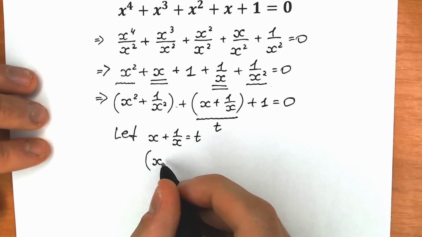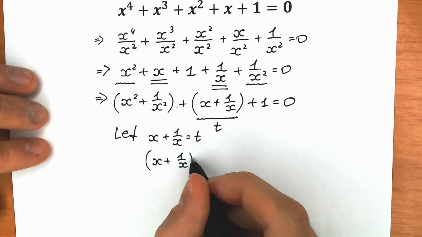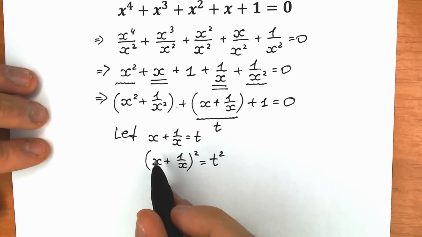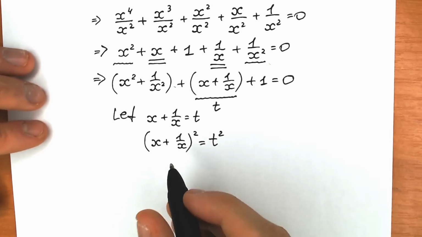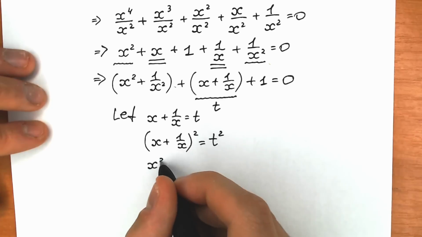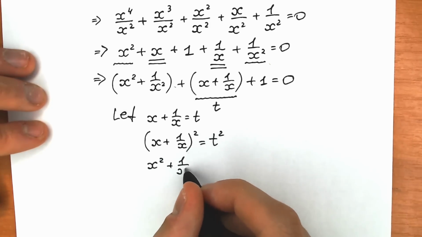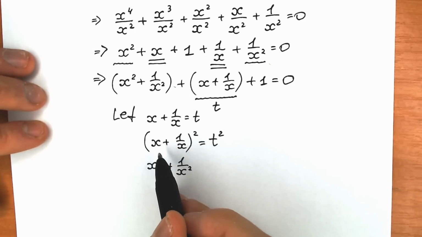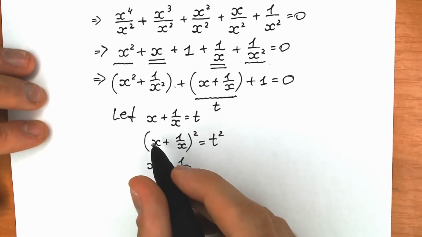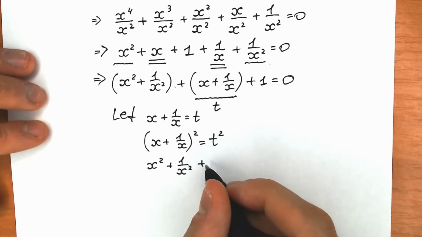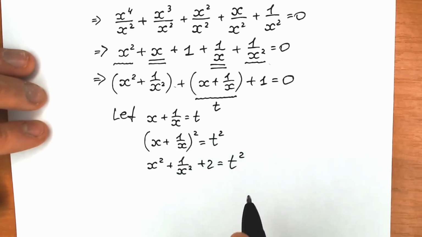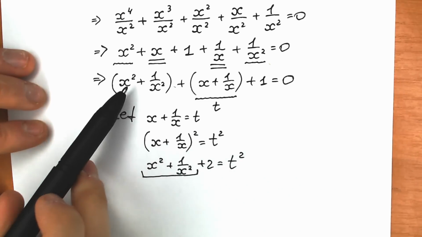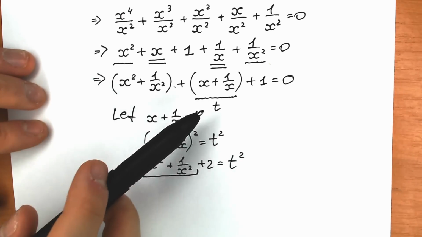So as a result, we have x plus 1 over x raised to the second power equal to t squared. Right now let's raise this expression to the second power. As a result, what do we have? We have x squared plus 1 over x squared, and plus 2, because when we multiply these by each other, we cancel our x, so we have only 2. So plus 2 equal to t squared. And right now let's look closely. x squared plus 1 over x squared, this is the expression that we need to change according to the substitution.